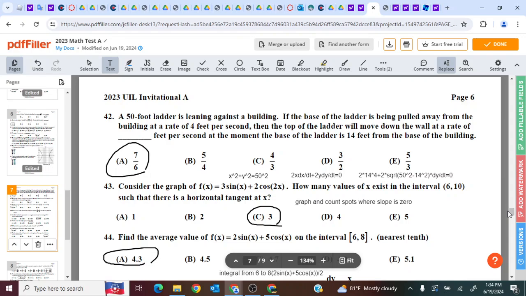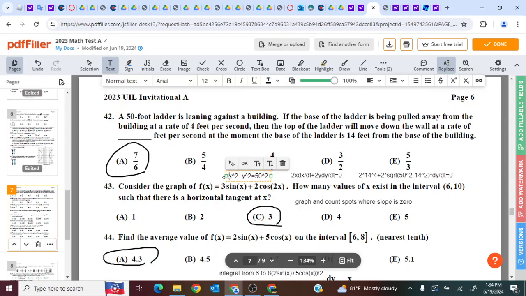42, a 50-foot ladder is leaning against the building. The base of the ladder is being pulled away at that rate. The top of the ladder will move down the wall at what rate when the base is 14 feet from the building? So the equation is pretty simple. It's the Pythagorean theorem: x squared, or the length squared, plus the width squared is equal to the ladder squared, which always remains at 50 feet.